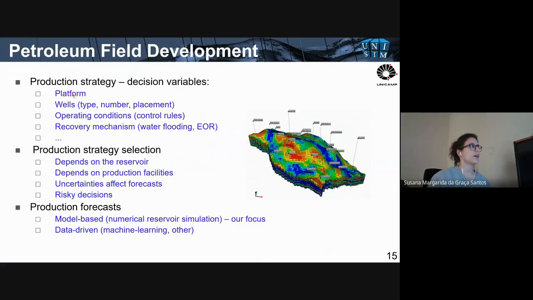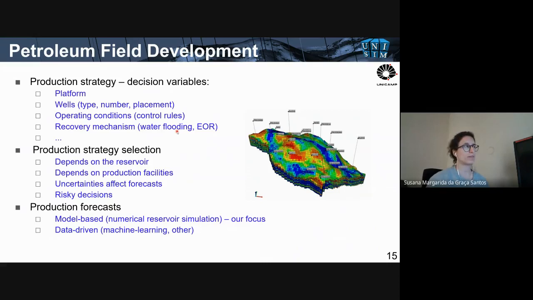So we need to define, this is our challenge: how can I produce oil or gas from this reservoir? Defining the production strategy means defining a set of decision variables, as I said. We have to choose the platform, what type of platform it is, and its dimension. When I'm talking about the dimension, I'm talking about the processing capacities of oil, water, gas, and so on. We also have to decide how many platforms we'll have and where they will be located. We need to talk about the wells, how many wells, and the types of wells.